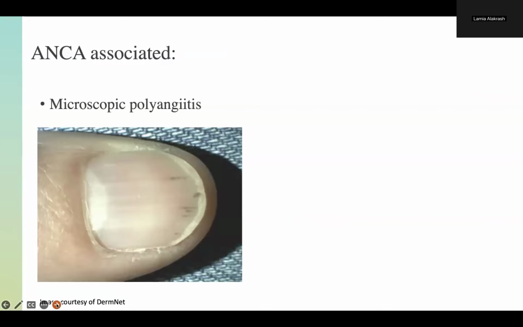There are certain findings that can be seen more frequently in some types of vasculitis. For example, in ANCA-associated vasculitis, specifically microscopic polyangiitis, we can see splinter hemorrhage in the nail. So I always recommend in every patient do a full skin examination looking for helpful clues.